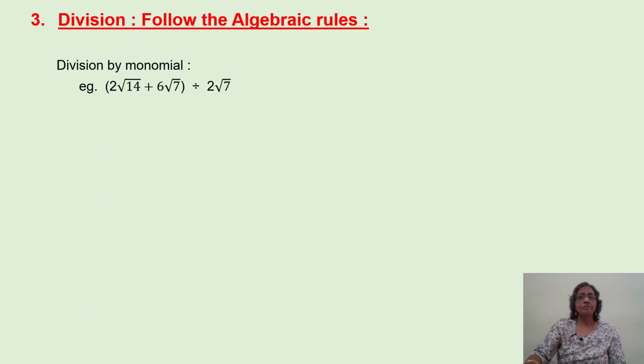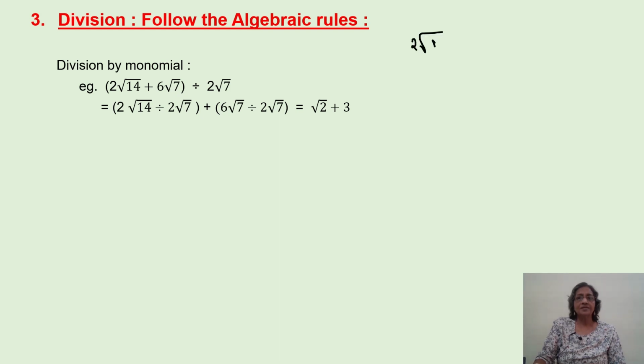For division by a monomial, it's very easy. If you take the first part, that is 2 root 14 divided by 2 root 7, the 2 and 2 cancel and this becomes root 14 upon root 7, which is nothing but root 2.